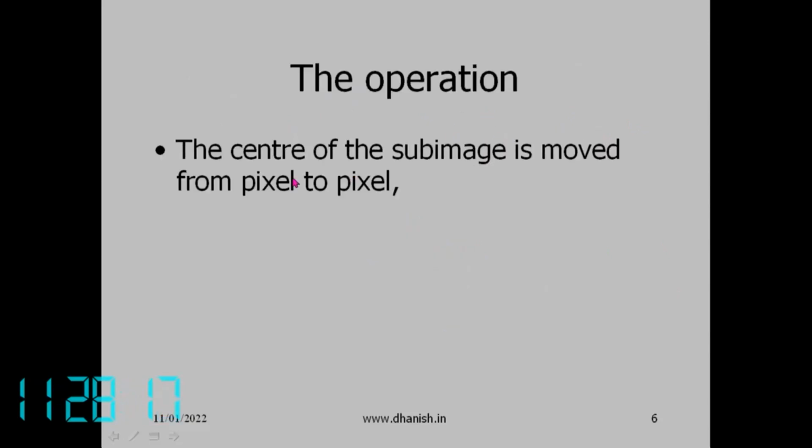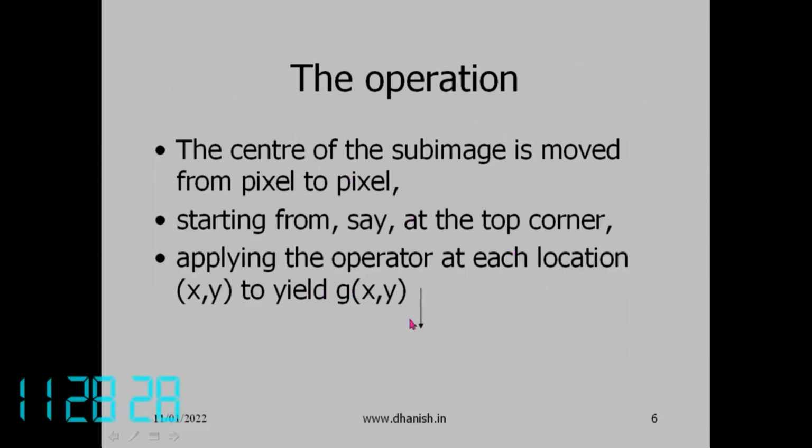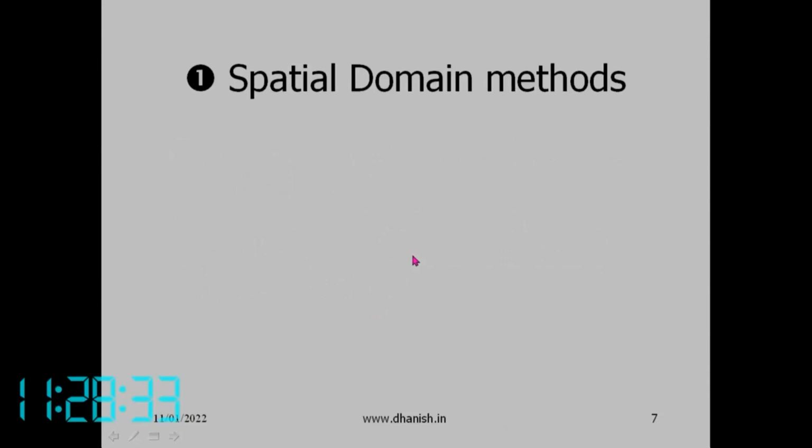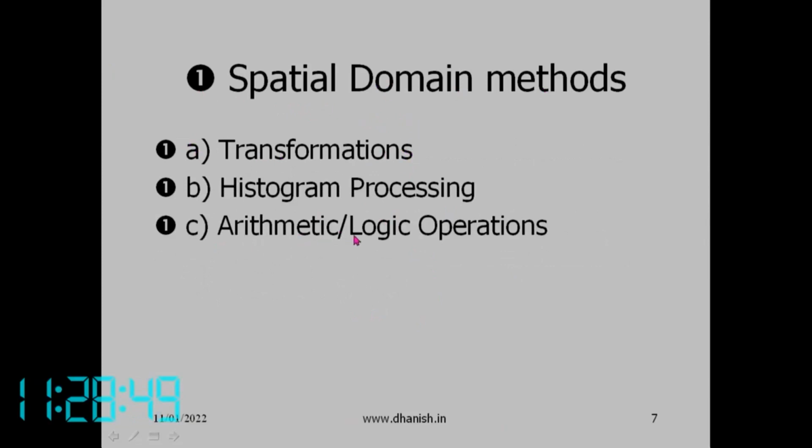So for the operation, you move this 3 by 3 subimage from pixel to pixel and carry out the operation, starting from, say, the top corner, applying the operator to each location xy to yield an output g of xy. So that is the general principle of all spatial domain methods. We can divide spatial domain methods again into transformations, histogram processing, arithmetic or logic operations, and spatial filtering. So these are the four spatial domain methods.